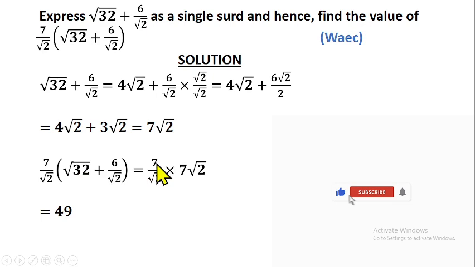Now if you look at this, this 7 over root 2, root 2 can cut root 2 here, because it can make this one over 1 as well. So root 2 can take care of root 2. That means you are left with 7 times 7, and that should give us 49. So do we understand that question?